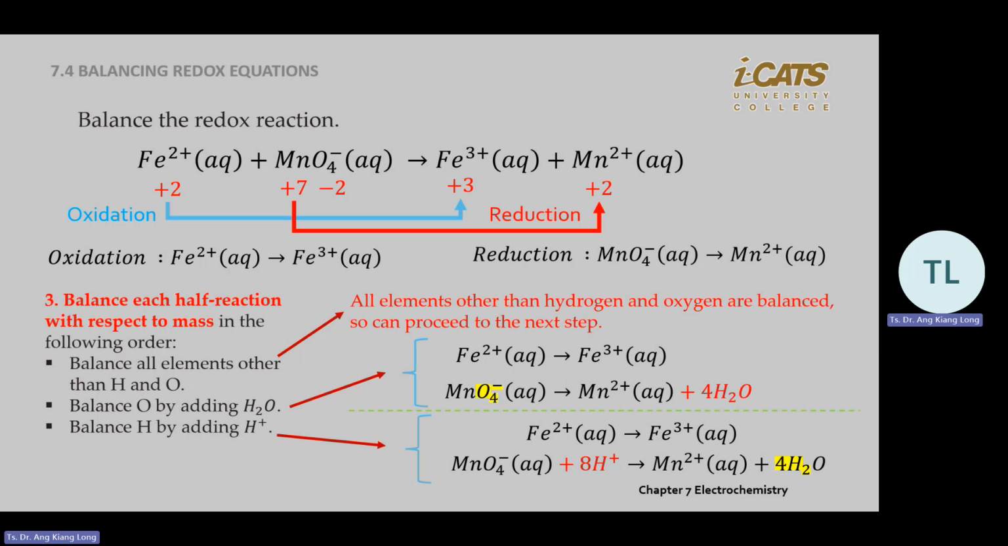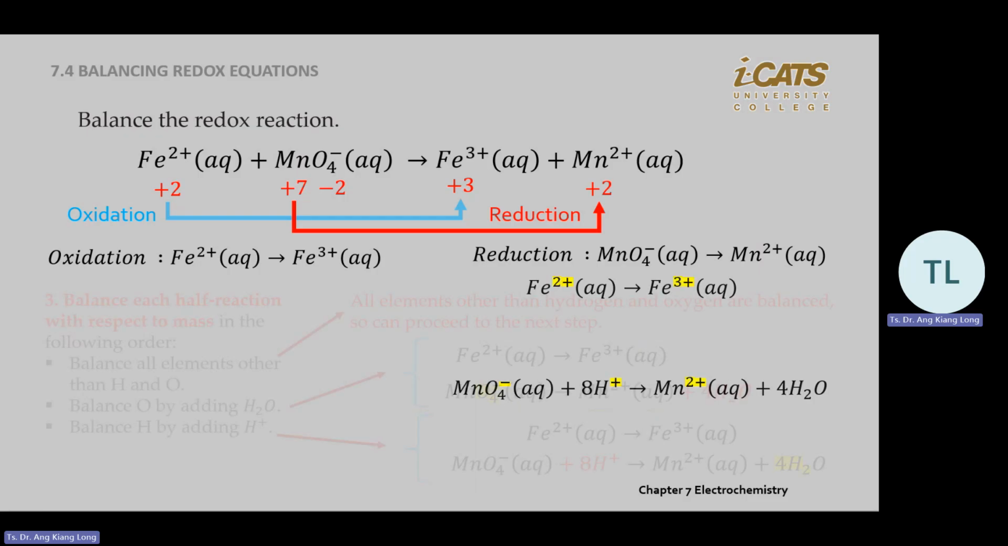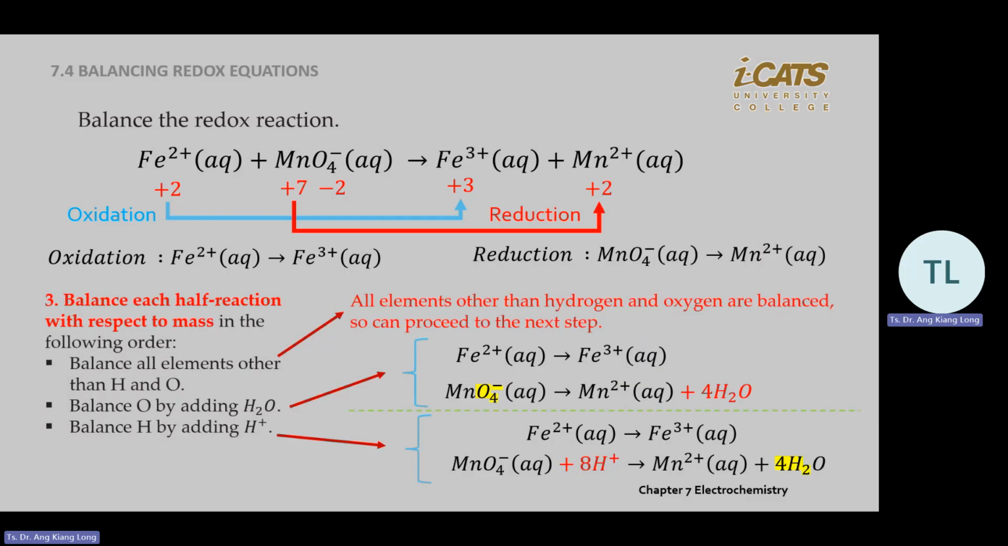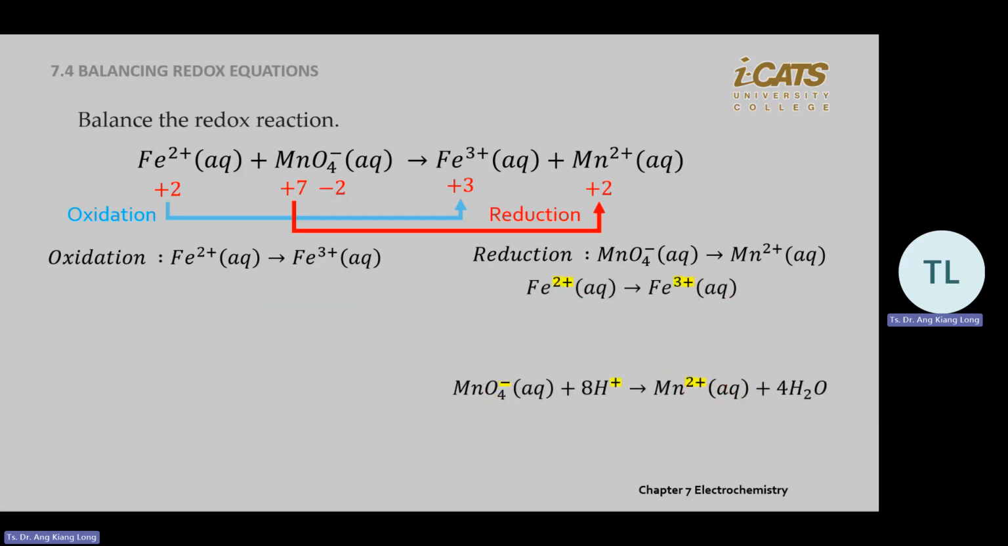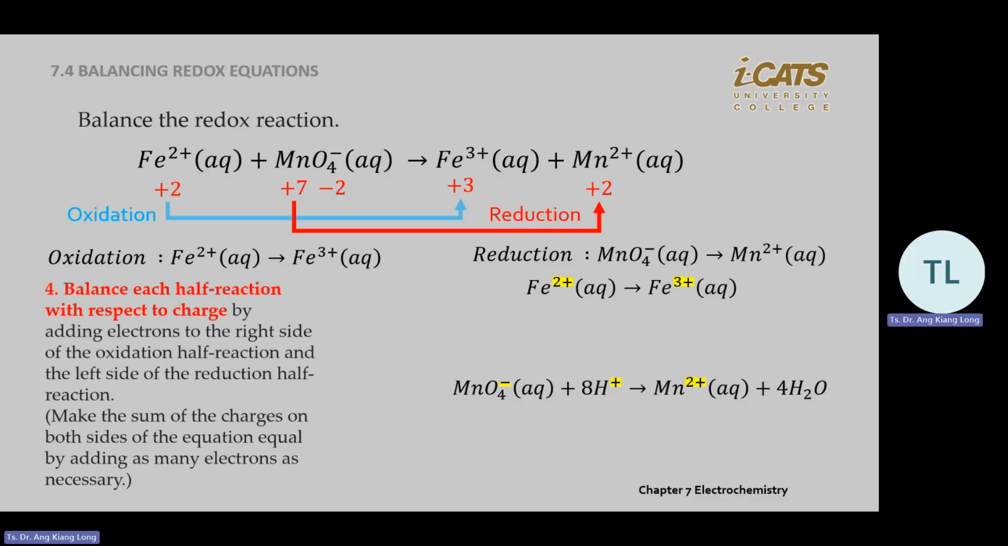I'll give you hints already. Just be careful on these steps. Once you have that, use the latest equation to balance. Now it's about adding electrons: 2+, 3+. So 2+ becomes 3+, you need to add 1 electron, so that the charges are the same before and after.